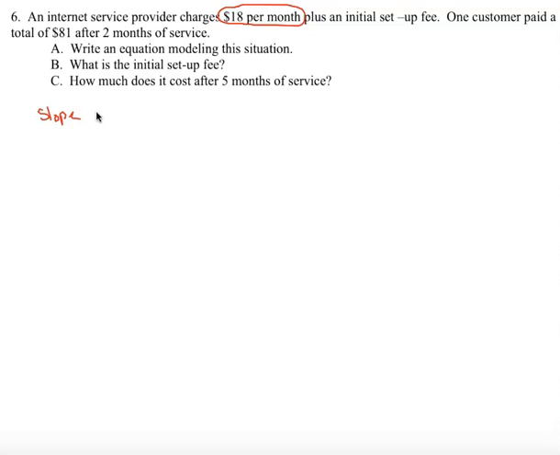So the slope is $18 per month, and that "per month" is the hint there. So it's dollars per month. And that's also telling me the order my coordinates should be in. Is this going to be dollars, comma, months, or months, comma, dollars? Months, comma, dollars. Awesome.